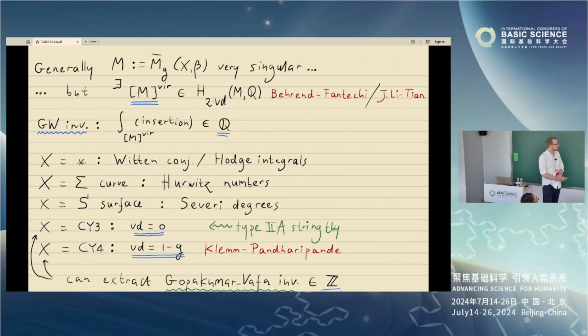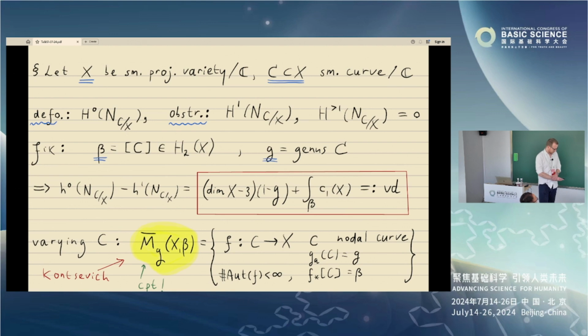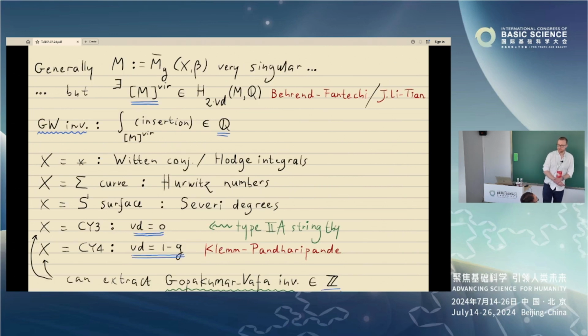So this is in homology with rational coefficients. And it lives in degree twice the virtual dimension of the previous page. So this number over here. And this class is well behaved under deformations of the complex structure of X. And then by definition, Gromov-Witten invariants are obtained by integrating insertions over this virtual class. So these will produce rational numbers.